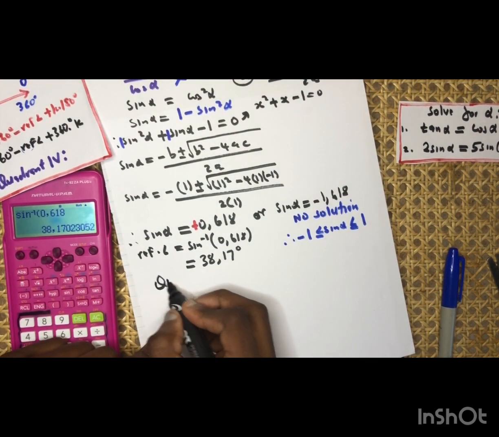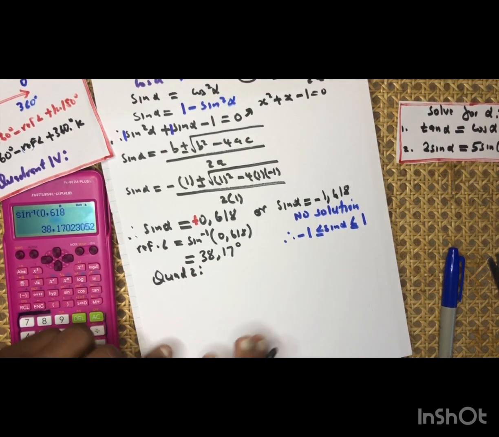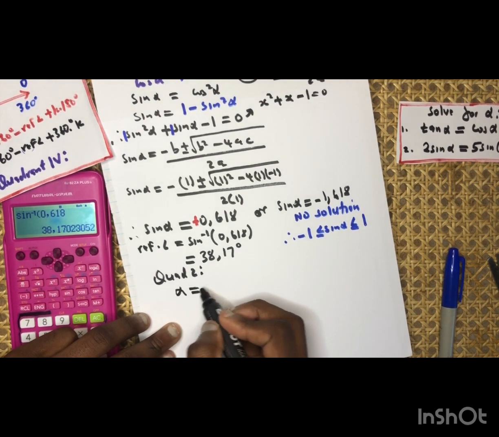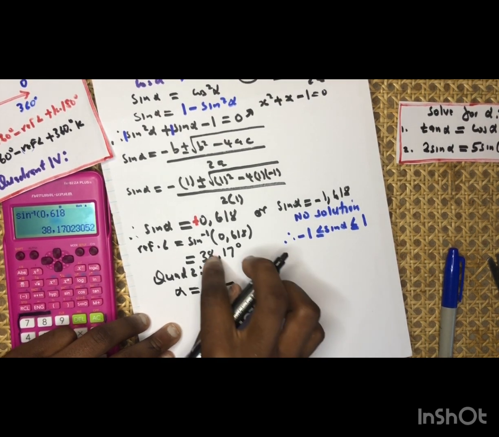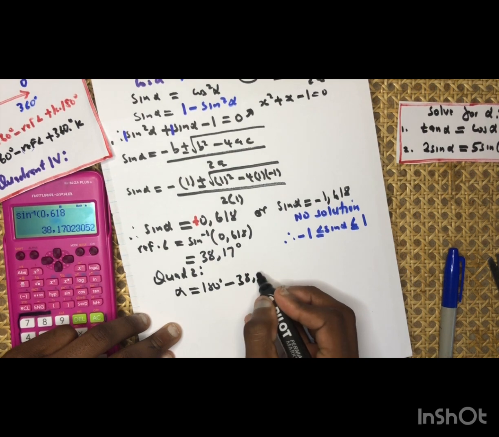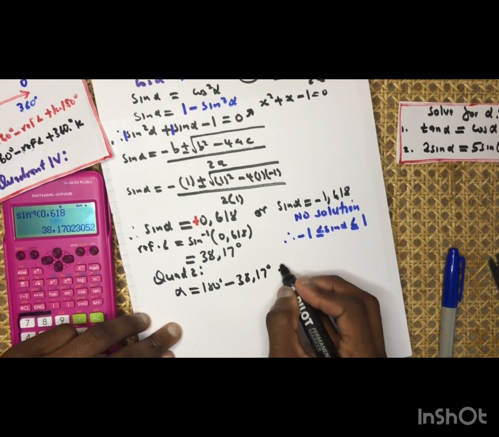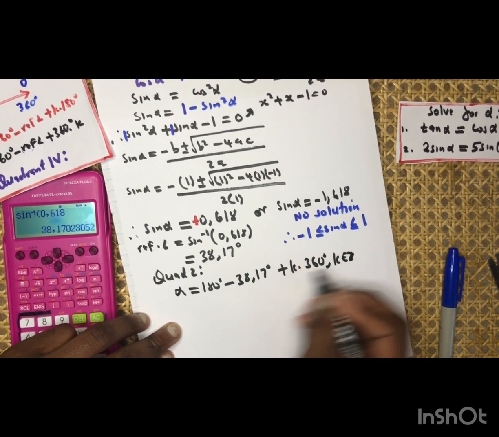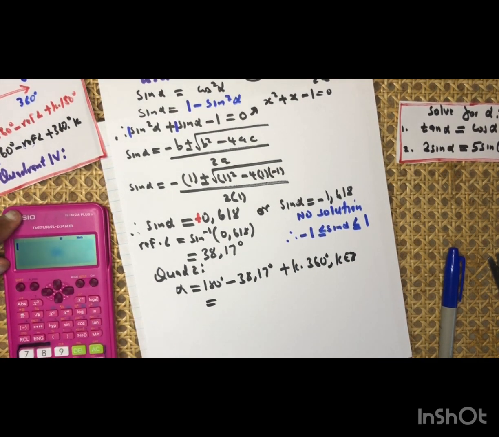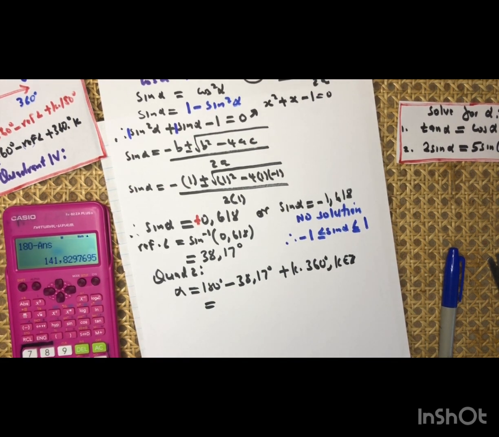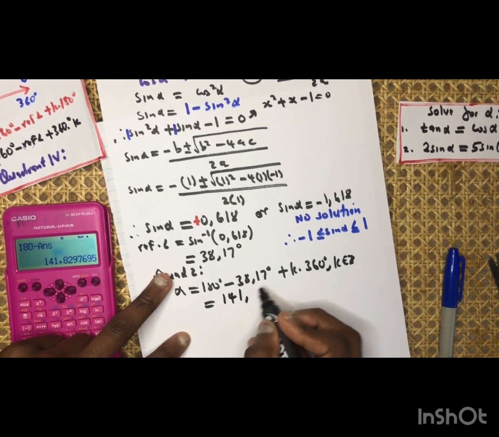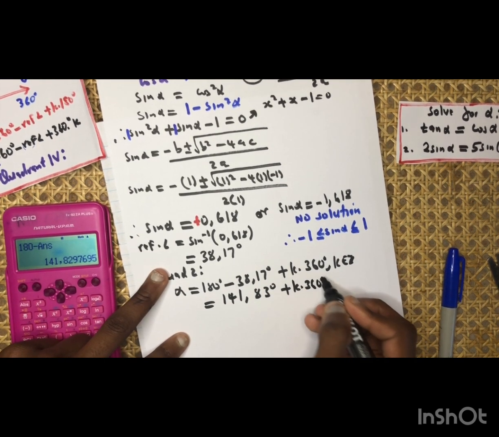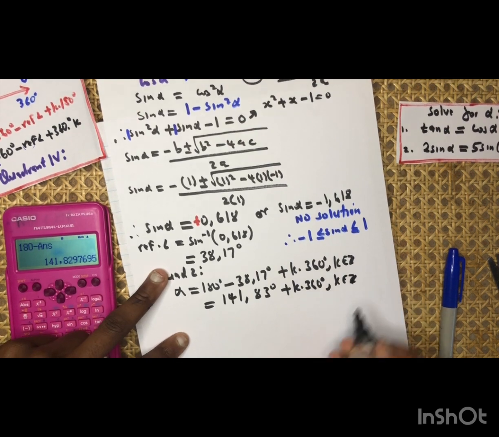So I'm going to say quadrant 2. We are solving for alpha. I'm going to say alpha equals 180 degrees minus your reference angle, which is 38,17 degrees, plus k times 360 degrees, where k is an element of the integers. So what do you get? 180 minus this answer, we get 141,83 degrees plus k times 360 degrees, where k is an element of the integers.